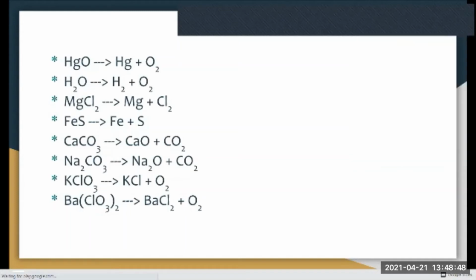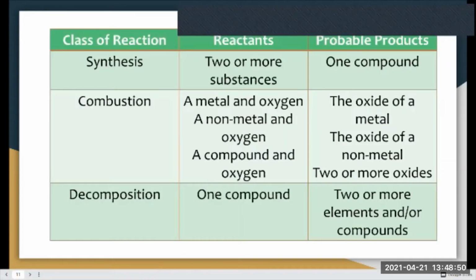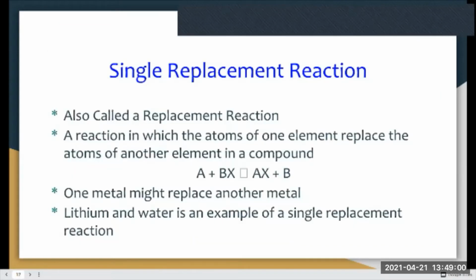So if we're looking again at our reaction table, decomposition starts with one compound and ends up with two or more elements or compounds. Because remember, your A and B can either be an element or a compound. But now we're going to talk about single replacement reactions. And remember, we're not using the hyphen. And although it can also be called a replacement reaction, let's keep calling it a single replacement reaction so that you understand whether you're doing a single replacement or a double replacement.